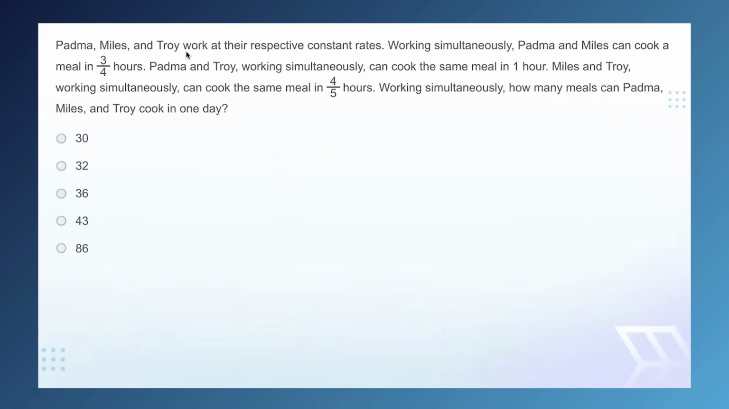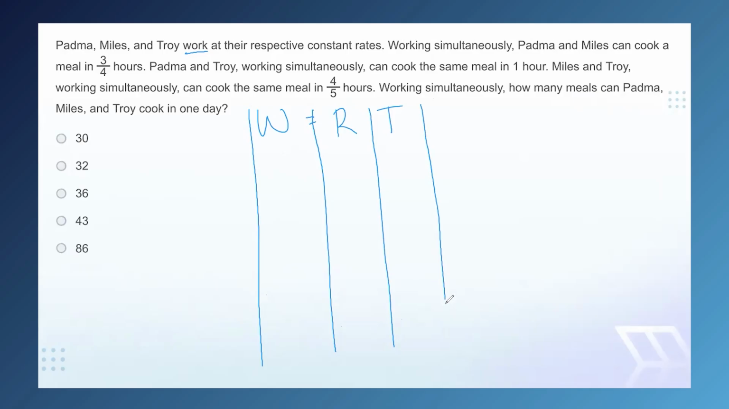All right, this one literally has the word work in the first sentence. So we're going to go ahead and build our work matrix. Okay, so the first sentence tells us that Padma, Miles, and Troy work at their respective constant rates. That doesn't tell us that much other than that we can assume that the individual rates for each of these people is not going to change. Great.